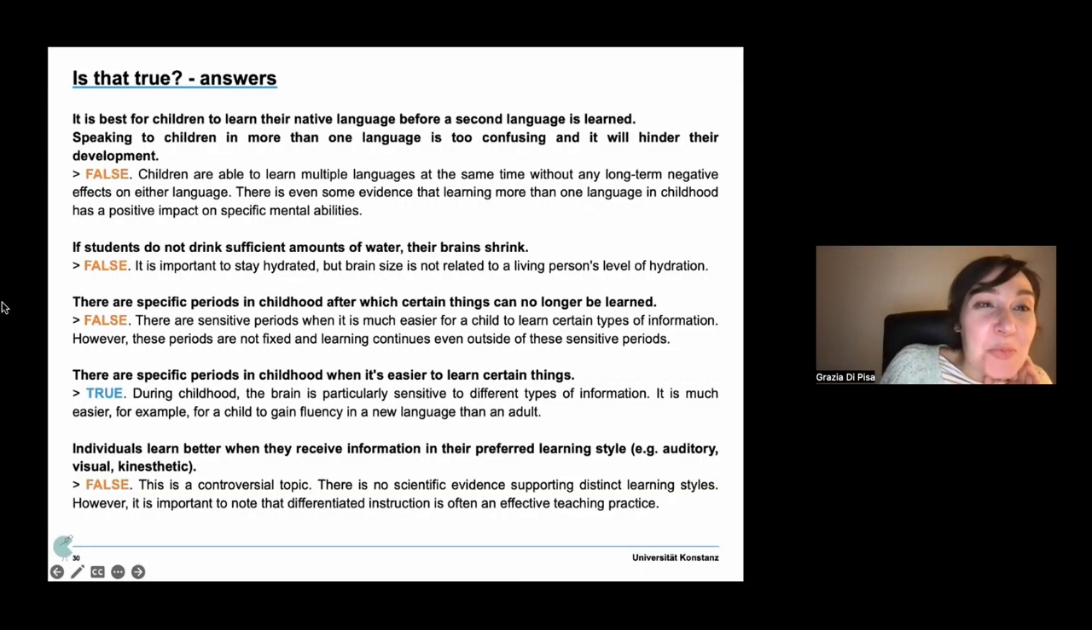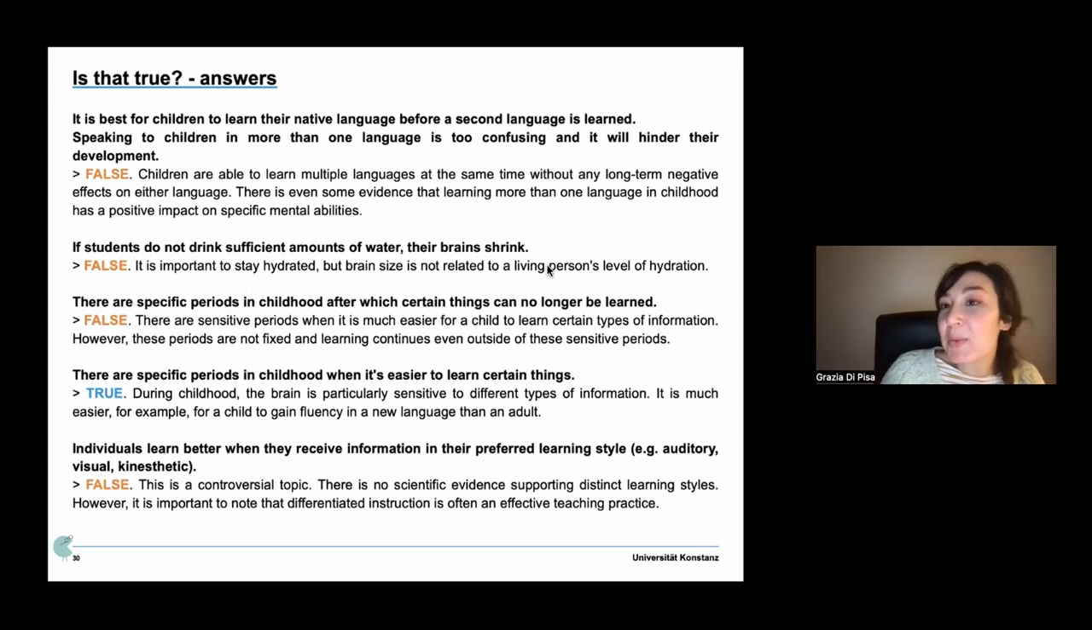Okay, now I will move to the slide with the results. So for the first two statements, it was false. So it's not confusing to learn more than one language. It will not affect development. There will be no delays. So it's false. Children are able to learn multiple languages at the same time without any long-term negative effect on either language. And actually, there is some evidence that learning more than one language in childhood and also in adulthood has a positive impact on specific mental abilities.